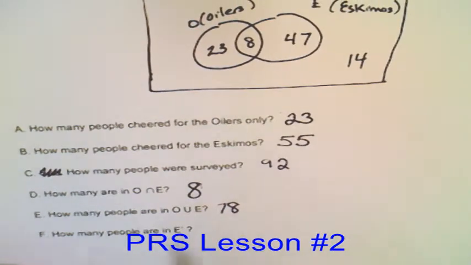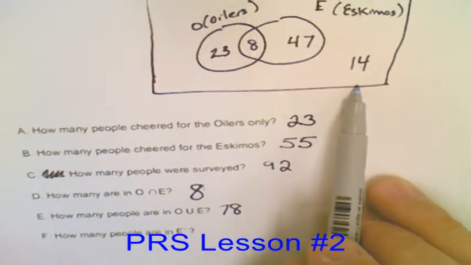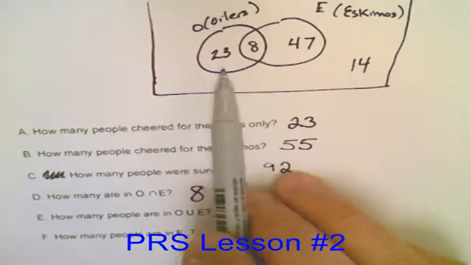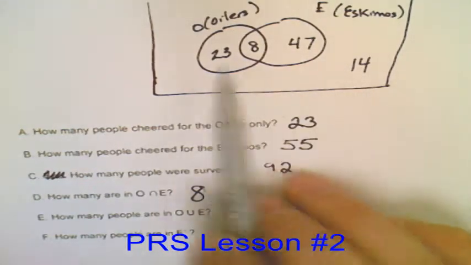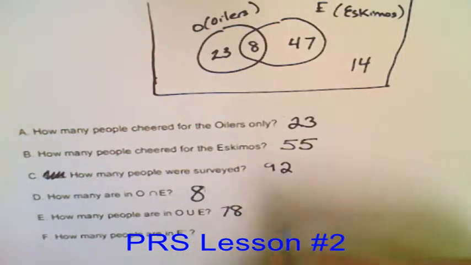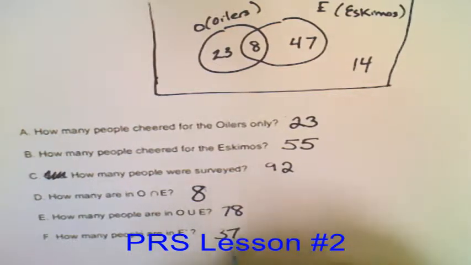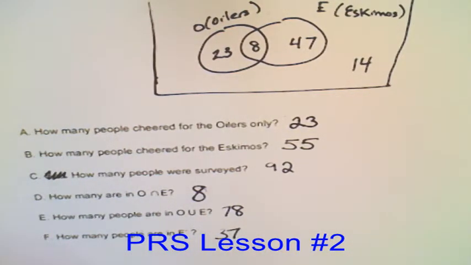How many people are in O union E? O union E is everything that's in this 8-looking thing, this figure 8 sort of idea here. So I've got to figure out how many are there. And if I add those up, it's 50, 70, I think it's 78. 78. Okay. So you've got that. It's just adding the 23, the 8, and the 47.